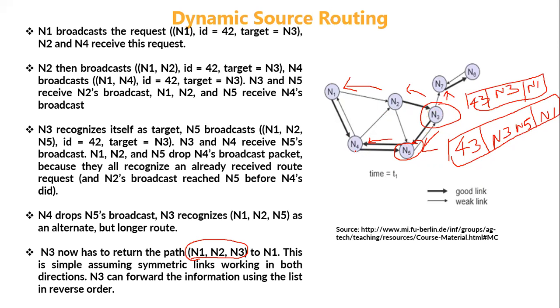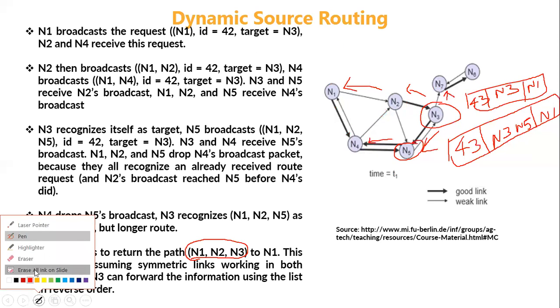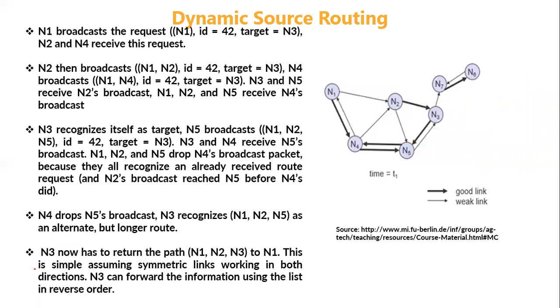N4 will again broadcast to N2 and N1. Like that the path will be identified. So I think it's clear. You can work this out. This is the working principle of the dynamic source routing algorithm.